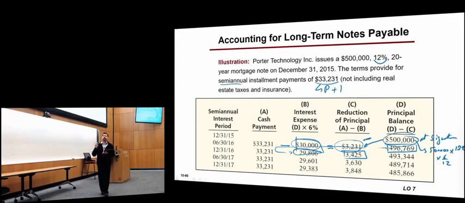Each payment will be made up of two components, which are interest and principal. So the monthly payment, or the semi-annual payment, or the annual payment of a long-term notes payable will be divided into two parts: interest and principal. It's the percentages or the part of each component that will change. As you can see, if you add this one and this one, it will always be the same.